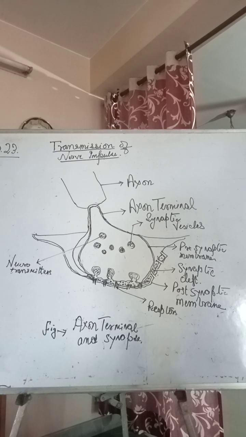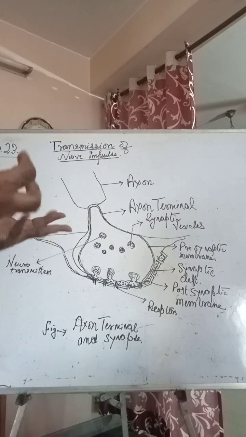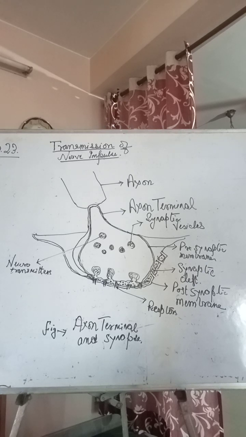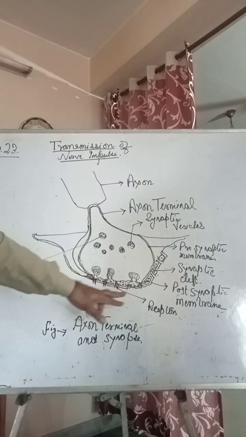When the impulse has reached the axon terminal, then these neurotransmitters are released in the synaptic cleft, and what they are doing is helping in the transmission of these impulses. These chemicals are fusing with the plasma membrane, and they are binding with the receptors here.